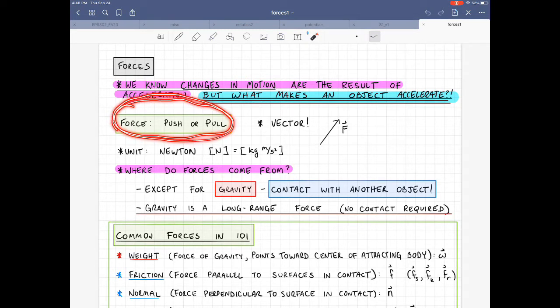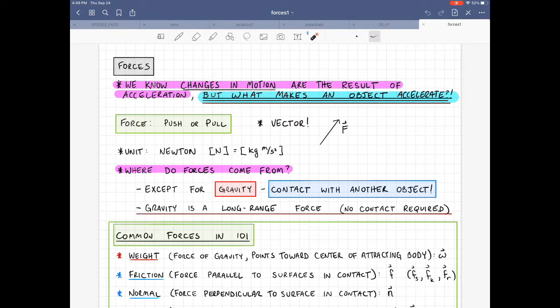The simplest definition for a force is just a push or a pull. And our forces are vectors, and so we would represent the force vector just like any other vector, with an arrow. And our SI unit for force is the Newton. And this Newton is equal to a kilogram meter per second squared. So those are the units of the force unit Newton.